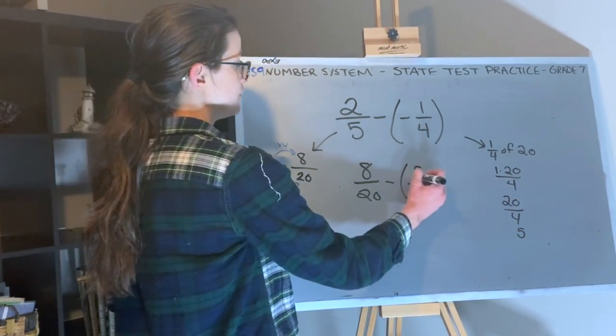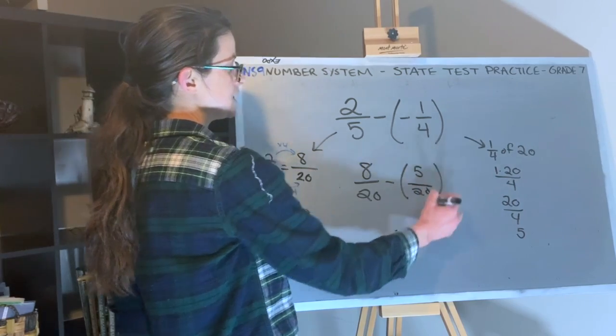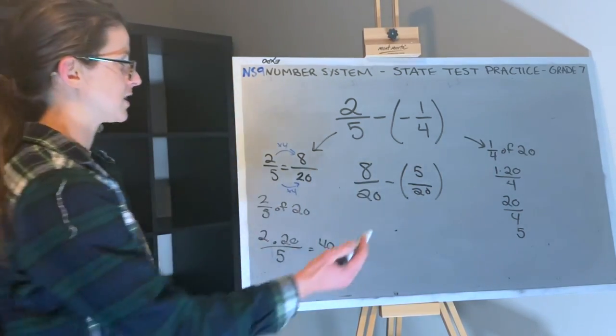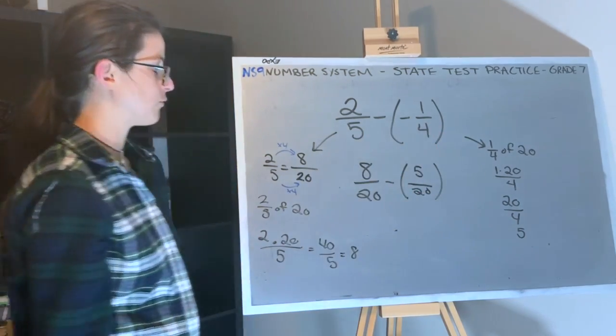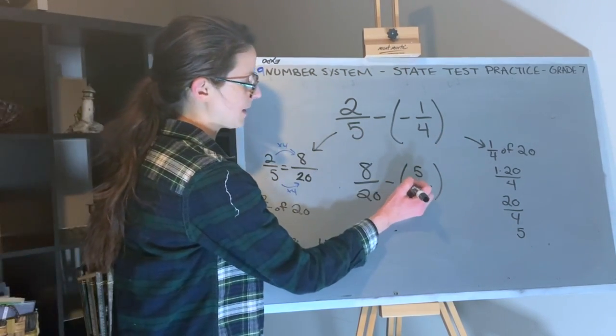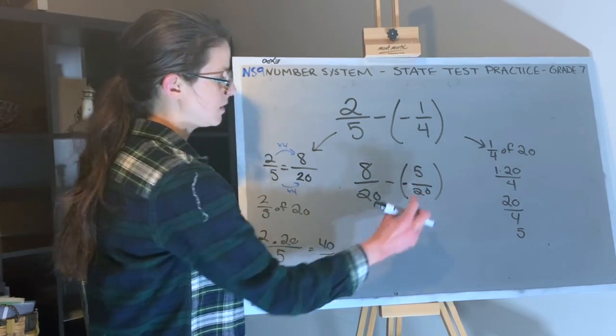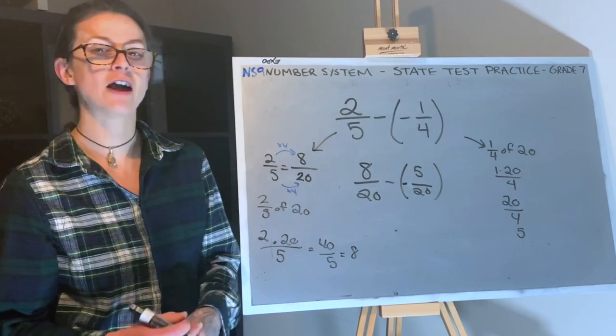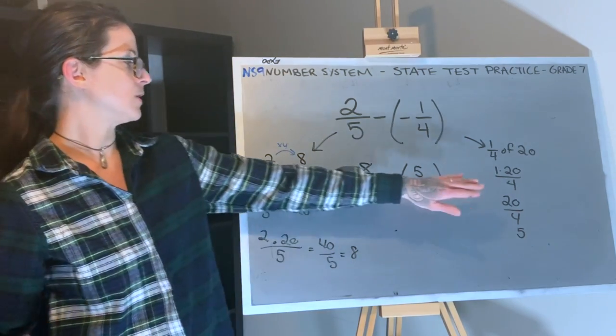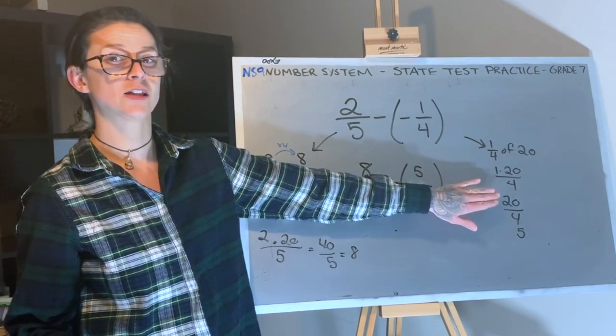So 5/20 is the same as 1/4, and we can check that reasoning because 5 divided by 5 is 1, 20 divided by 5 is 4. So we're good there. I need to remember my negative symbol. Okay, so now we have 8/20 minus negative 5/20, and in this case, we can kind of disregard the denominators.